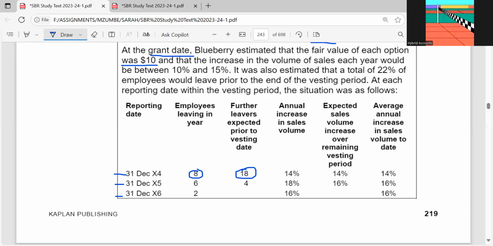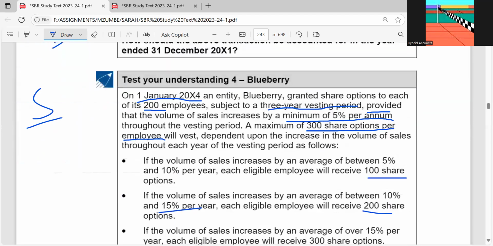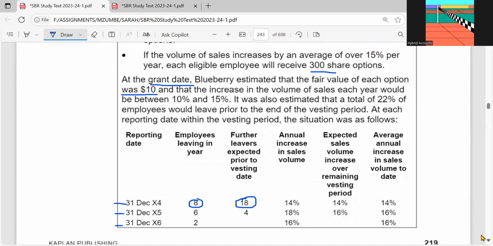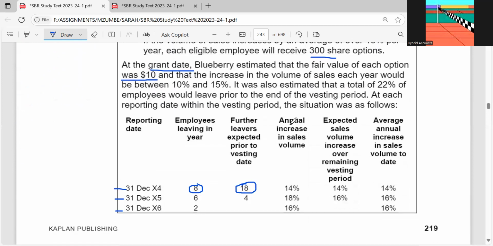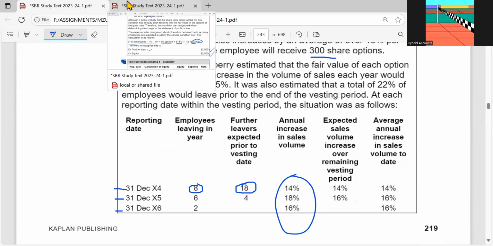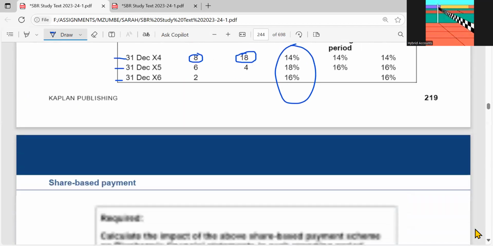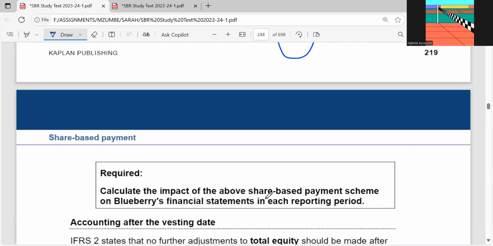You look at the condition. What was the condition? The condition said, provided the volume of sales increases by a minimum of 5%. So we are speaking of the volume of sales, which would increase annually, right? And you have them here. You can see them. So what we do is go to the question and solve it. I read the requirement already: calculate the impact of the above share-based payment scheme on Blueberry's financial statements in each reporting period.